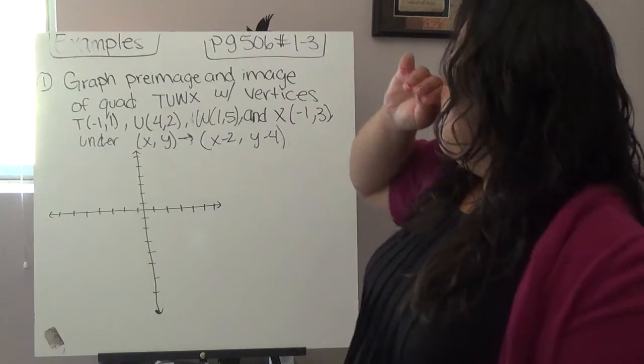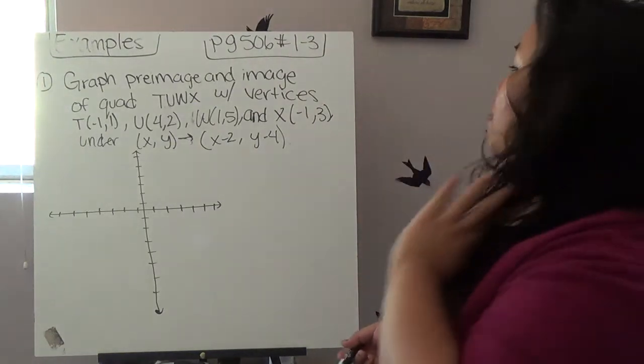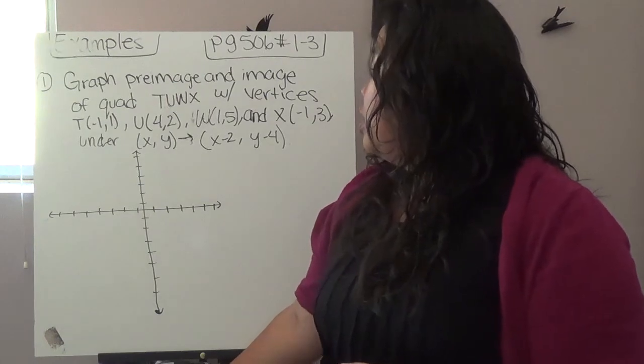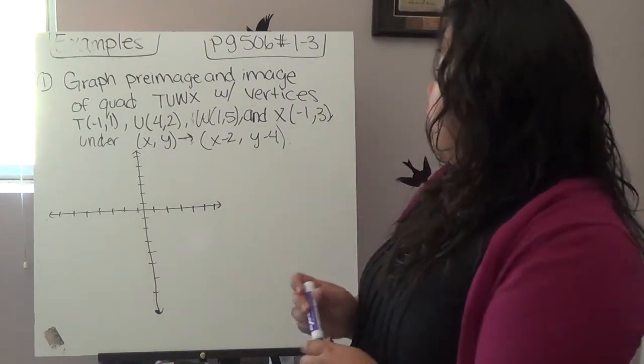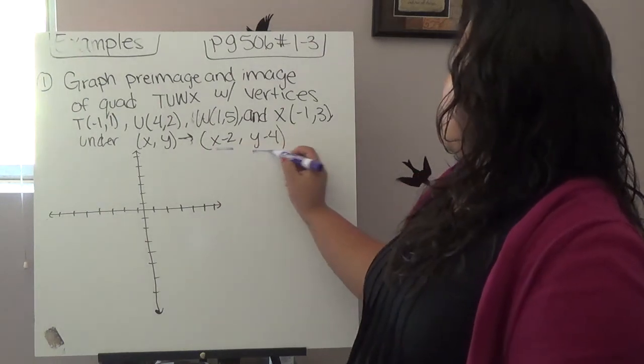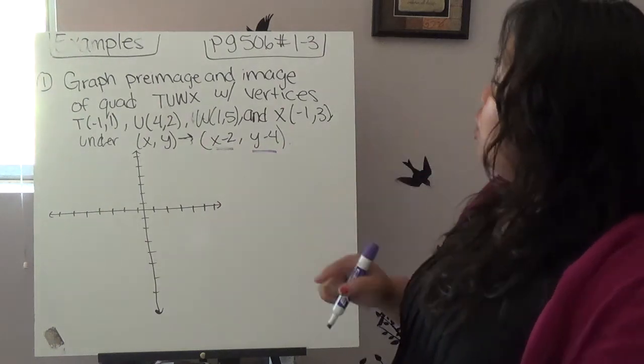Okay, so this one is asking us to graph the pre-image and the image of the quadrilateral TUWX, and the vertices T, U, W, and X are given. And they have the translation x minus 2, y minus 4. So first let's graph the pre-image.